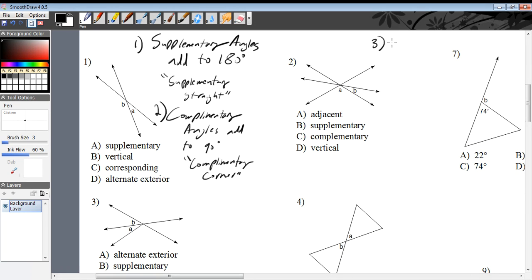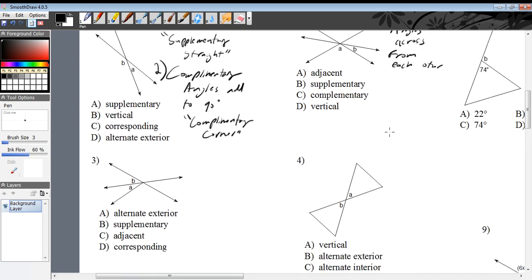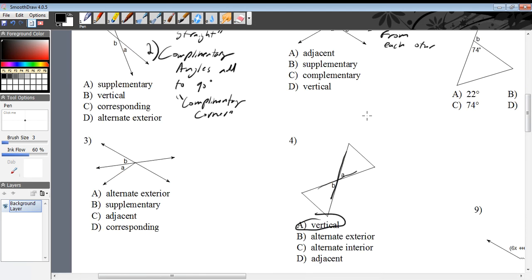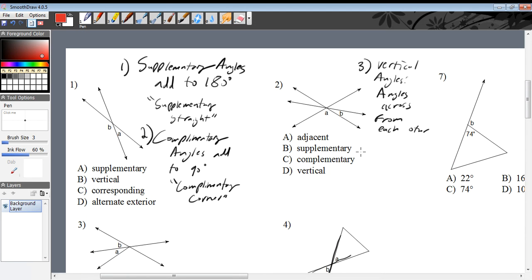And then the last two. The third one is vertical angles. Vertical angles are angles across from each other. An example of vertical angles are A and B here. They're created using the same lines and they're across from each other. Vertical angles are also always equal to each other. That's very important.